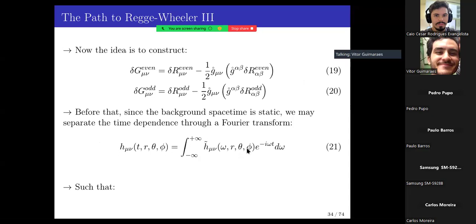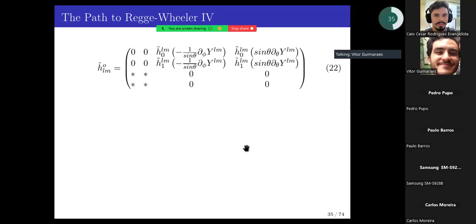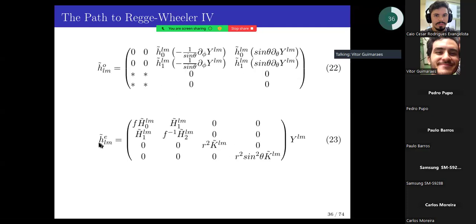Here, I guess I made a mistake. It should be mu nu here and mu nu here, right? It should be a tensor. This is basically a scalar as we are looking at. So I'm sorry for the mix-up here. And once again, I will correct this before I send them to you. Okay, I promise.